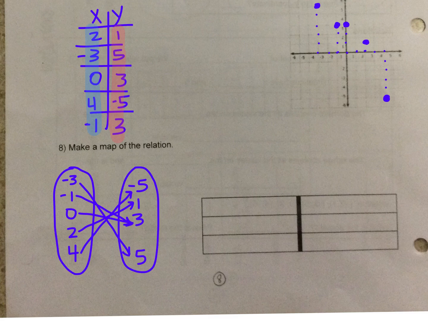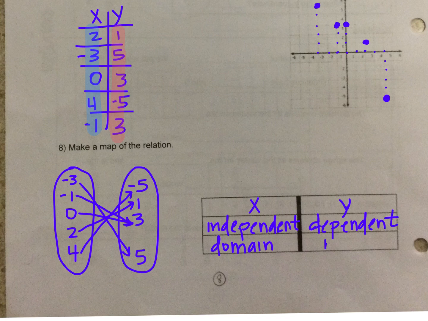And just to summarize, whenever you think of an X, the word independent goes with it, and also the word domain. Whenever you think of Y, the word dependent goes with it, as does the word range. All right, pause it and get that done.